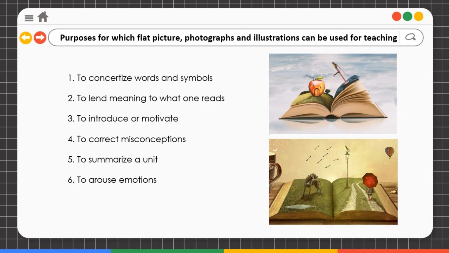So, mas madaling intindihin yung mga concepts kung may mga picture or visual representation tayong nakikita kung paano ang itsura at paano yung proseso or process.